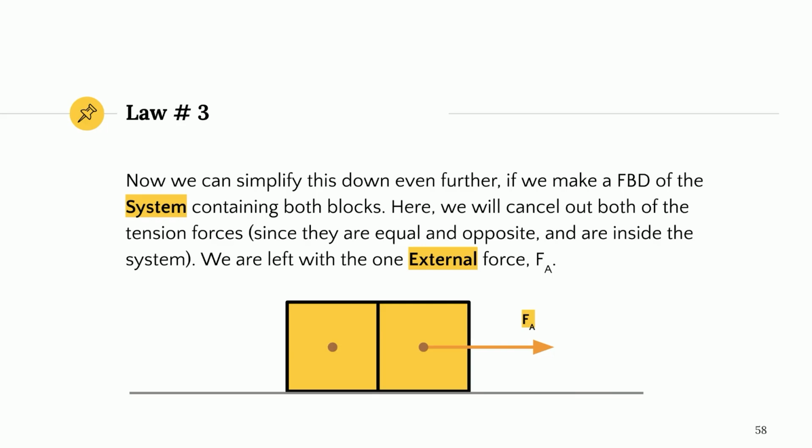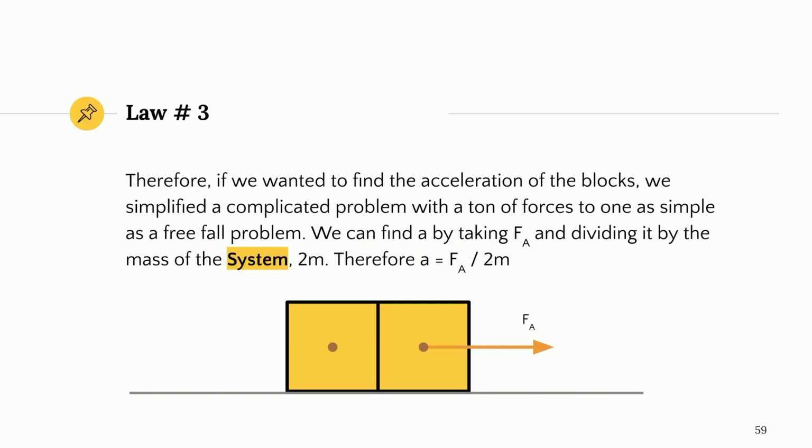If you have one block being pushed and it's pulling another block with a rope, the rope's existence is not actually going to change the way that works in the long run. The force pushing one block is still the only external force. Therefore, if we wanted to find the acceleration of the blocks, we simplified a complicated problem with a ton of forces to one as simple as a freefall problem.